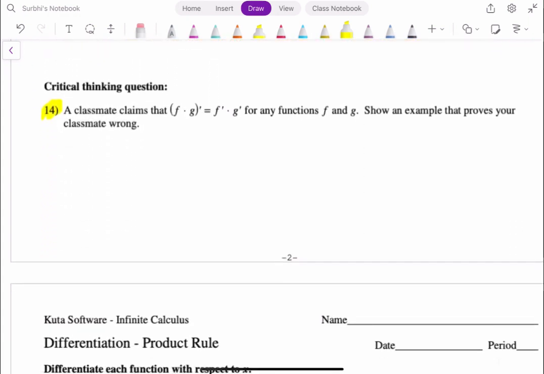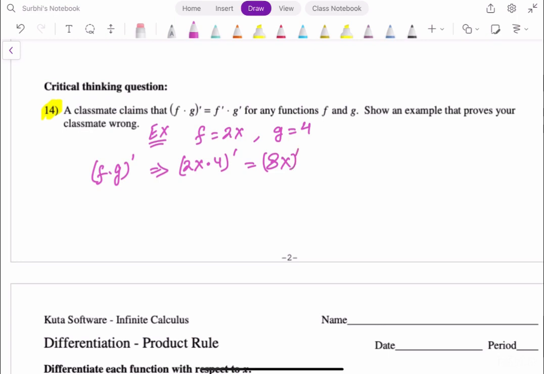So the last question that I would like to discuss is the critical thinking question. In this, you need to prove that the classmate's claim is wrong. So for that, let's take f function as 2x and g function as 4. So let's evaluate what is f times g prime. So f times g prime, I can write it down as 2x times 4 prime, which is 8x prime. Now let's evaluate them separately. What is f prime and g prime, and then we can multiply.